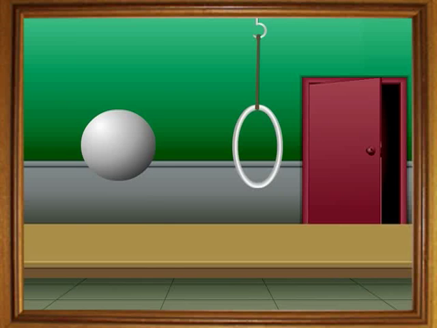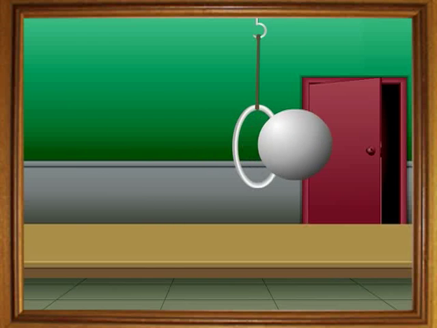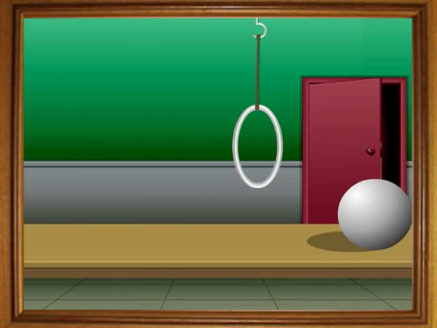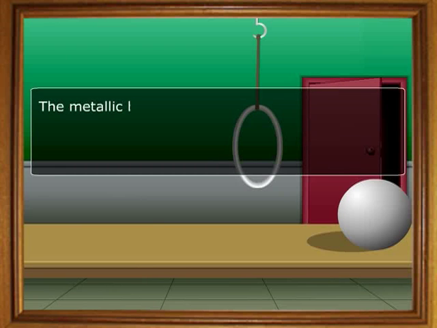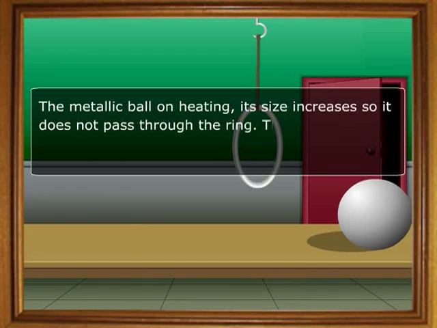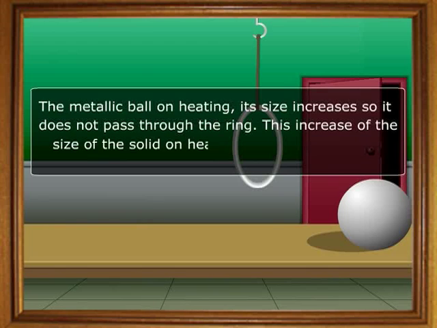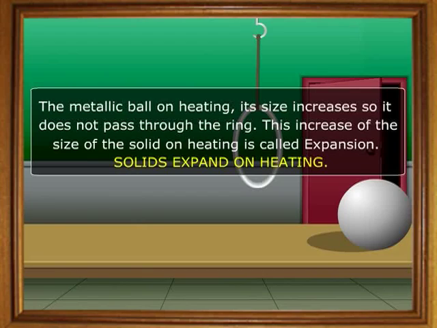Now allow the ball to cool down to room temperature. If we again try to pass the ball, it easily passes at room temperature. This means the metallic ball on heating, its size increases so it does not pass through the ring. This increase of size of the solid on heating is called expansion. So we can conclude that solids expand on heating.